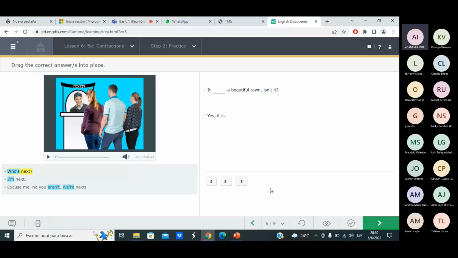Number one, number two, or number three? Number three, right. It's a beautiful town, isn't it? Yes, it is. These chairs aren't, aquí está otra contracción. These chairs aren't comfortable. Are they? Number three. How would you pronounce this answer? No, they aren't. Okay. No, they aren't. Muy bien.